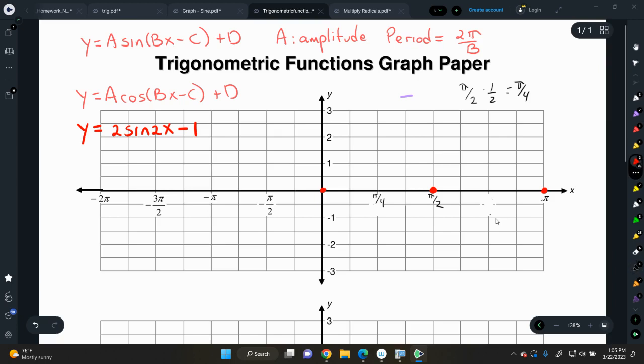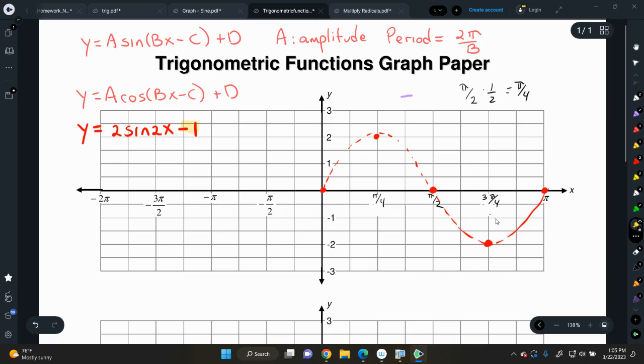We're going to go up to our amplitude, which is 2. Okay? And then over here, halfway between pi over 2 and pi, I have 3 pi over 4. So at that spot, I'm going down to -2. Okay, we just keep cutting it in half. Okay? All right, now this is my curve before I do a shift. All right, that's before we do the shift.